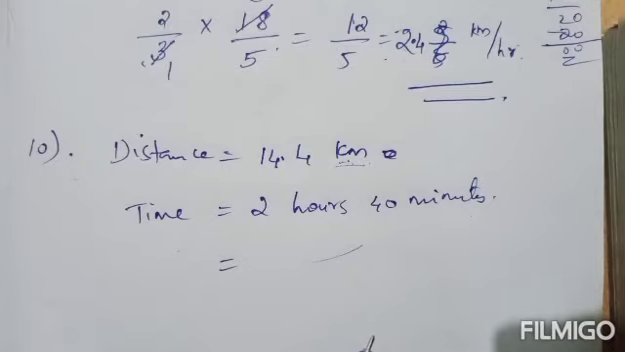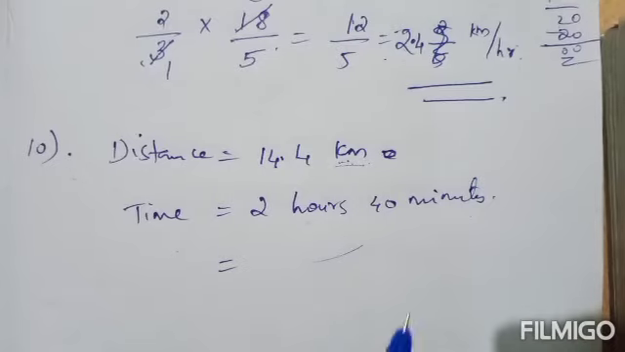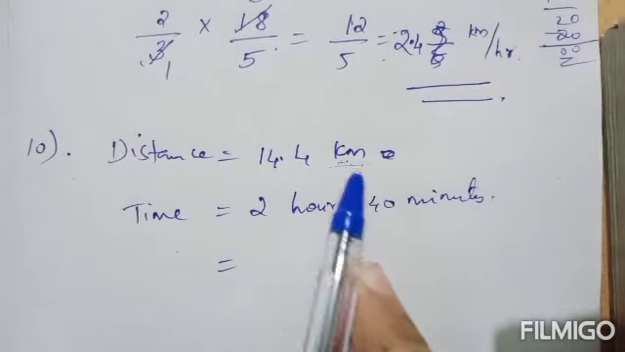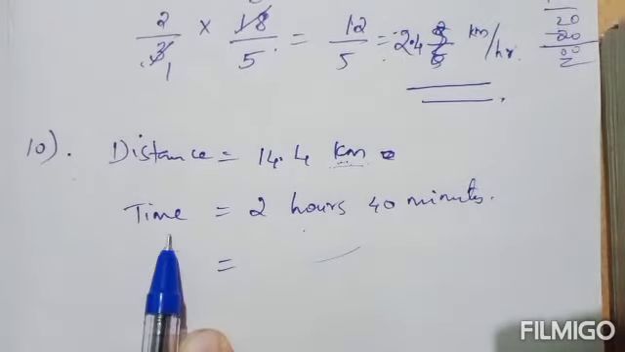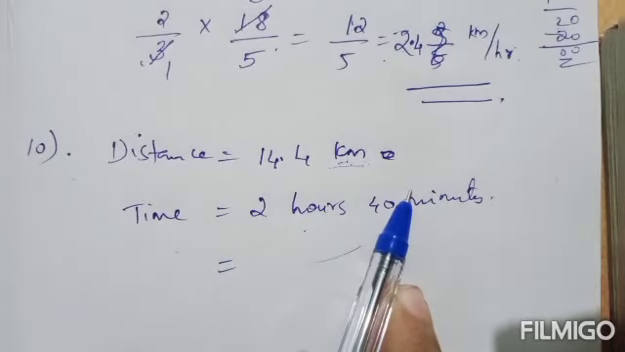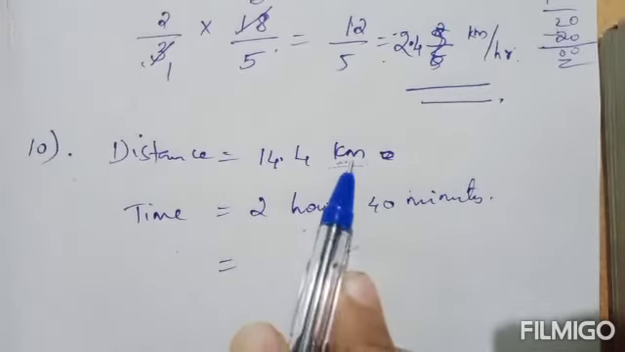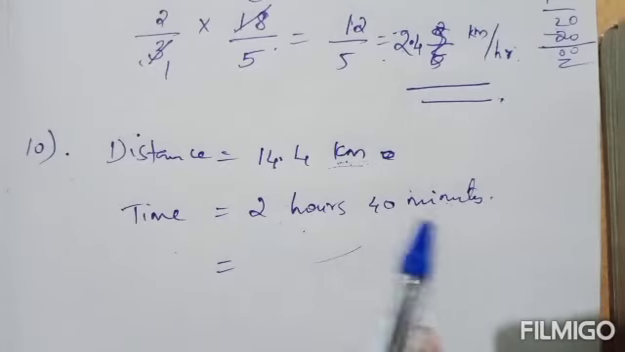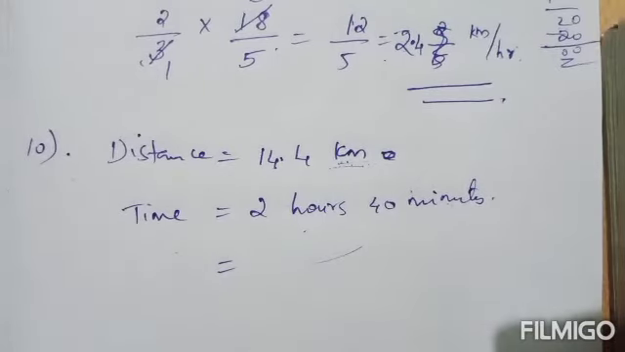So 14.4 kilometer. This is the distance given. Now this distance is covered in 2 hours 40 minutes. So time you can take 2 hours 40 minutes. Find the speed in meter per second. Okay, so here distance is given in kilometer and time hours and minutes. So we can convert this to hours.